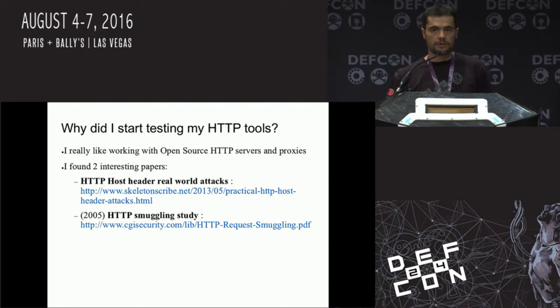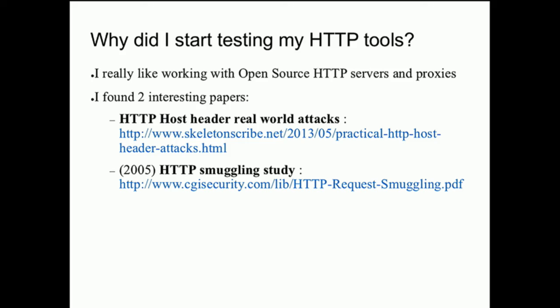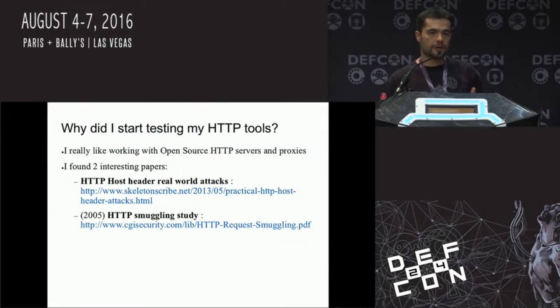So why did I start testing my tools? I work every day with open source HTTP servers, and I like these tools a lot. And I used to trust these tools a lot. But I found two very interesting papers. The first one is HTTP Host header Real World Attacks, and this is about very old stuff in HTTP, which is the absolute URI in location. There are some tricks with this, so you can attack the host header on HTTP. And there are real threats with this sort of attack, 2015, for example. The other one is a study from 10 or 11 years ago, which is HTTP smuggling, and everything is inside. Most of the things I can tell you today are already inside, but it's like everyone forgot it.